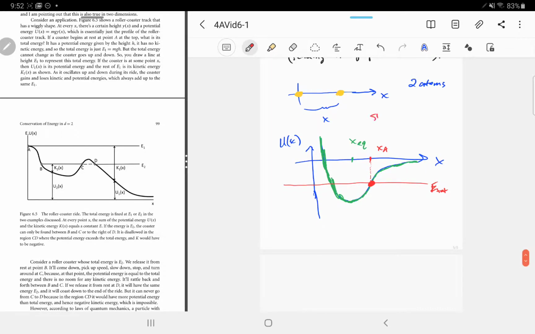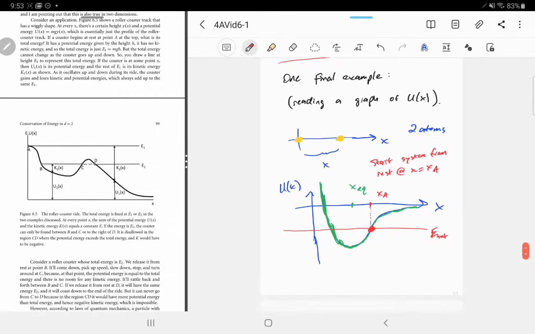So the setup was: start the system from rest, so there's no kinetic energy, at x equals x_A. So we started farther apart than they want to be, so there's going to be a force pulling them together. What happens is that the potential energy goes down. So there's a force in the negative x direction. The potential energy goes down and the kinetic energy increases.